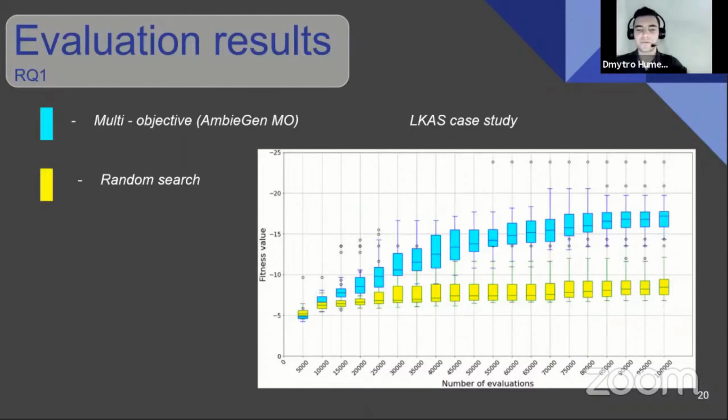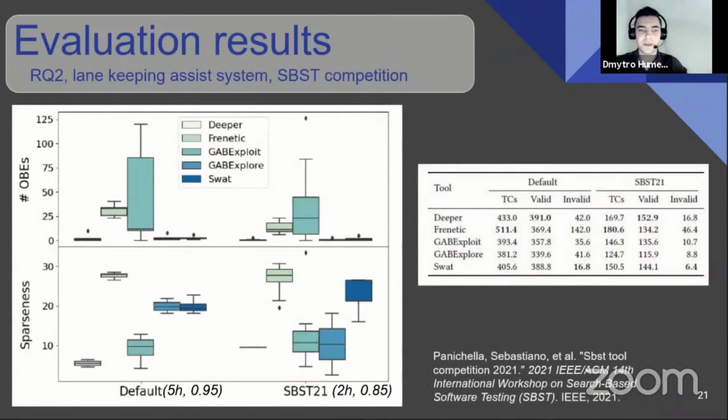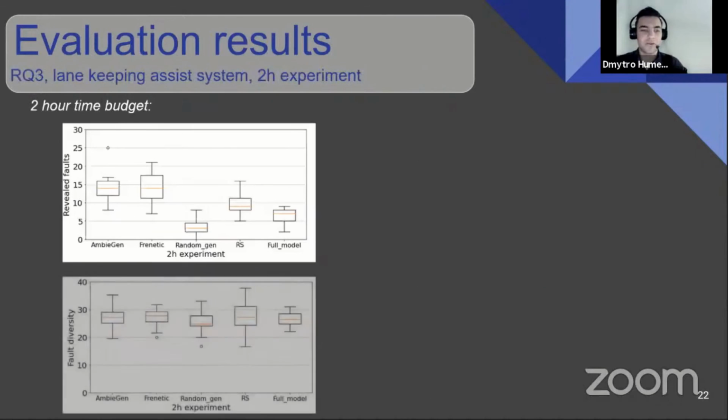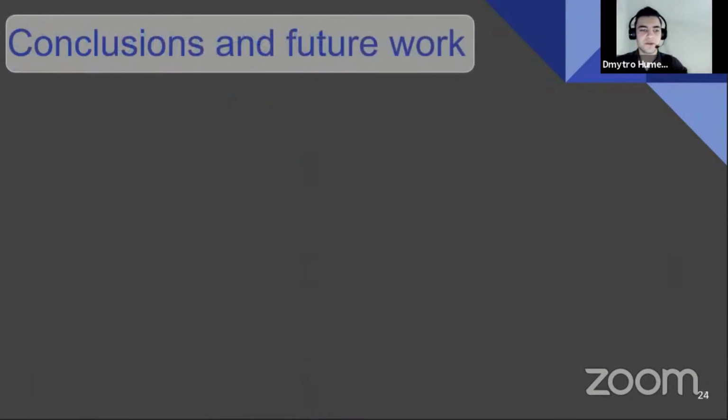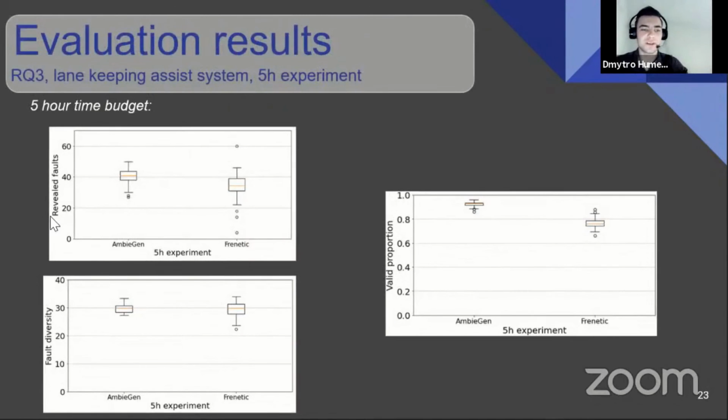So our approach could outperform the random search. Also, we selected one of the state-of-the-art approaches presented at the SBST tool competition, which is the Frenetic tool. In a 2-hour budget, we had a similar performance, but at a 5-hour budget, our tool could find more fault revealing scenarios than the Frenetic tool.